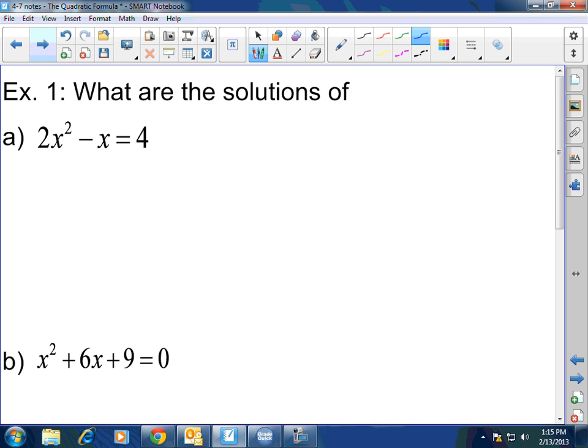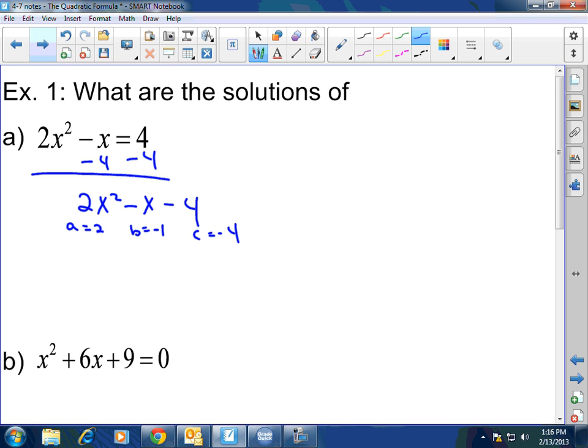So the first thing you're going to do is subtract 4 from both sides. So I've got 2x squared minus x minus 4. You don't have to do this, but it helps, especially at the beginning. A is 2. B is negative 1. And C is negative 4. I don't do that anymore because I've done a lot of these. But I suggest you do it just until you get the hang of it.